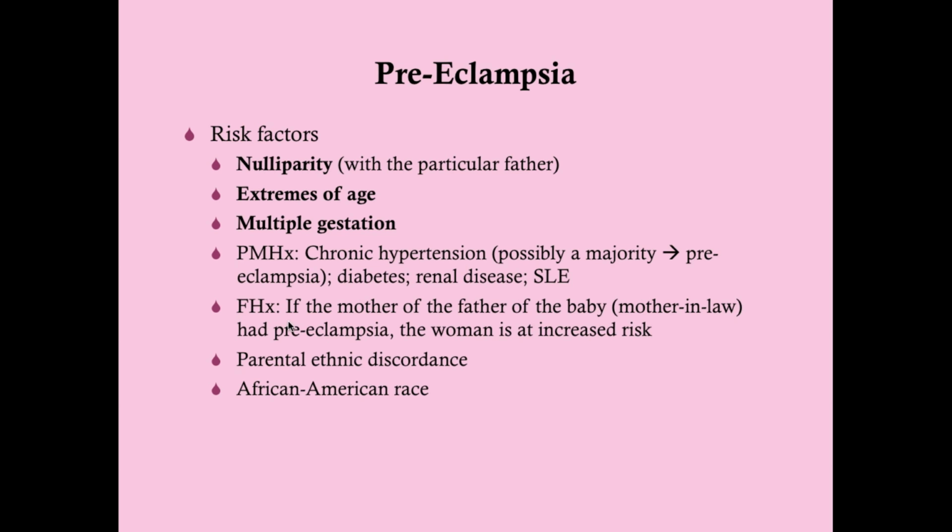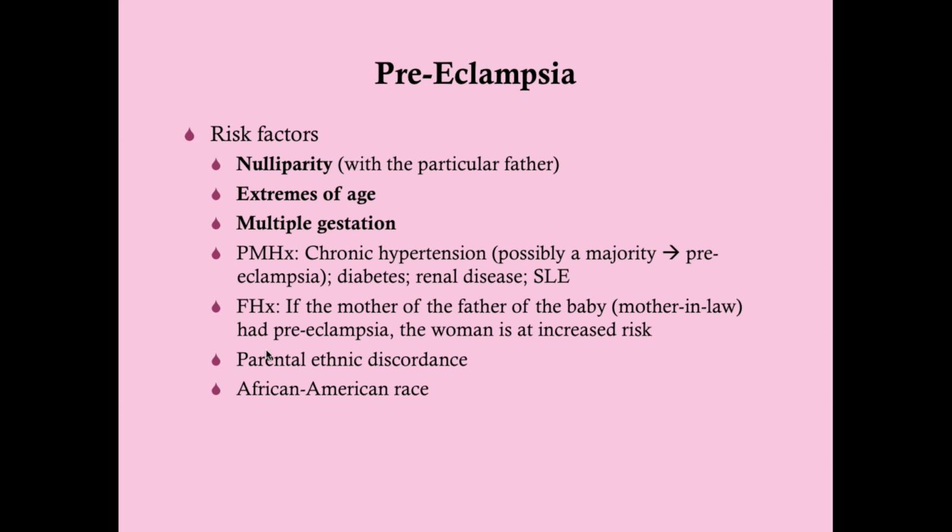Family history. This is really interesting, and this kind of goes along the lines of that whole immune thing with the father having something to do with it. If the mother of the father of the baby, so the mother-in-law if they're married, if she had preeclampsia, then this woman is at risk for preeclampsia. So probably some kind of immune thing that the father is carrying, and when he gets her pregnant, he puts her at risk if his mother was affected and sort of passed the risk down to him. So you can see here that it's some kind of interaction between the couple.